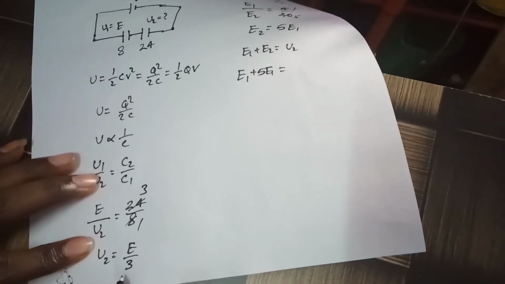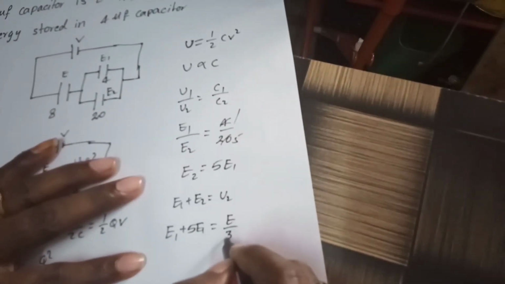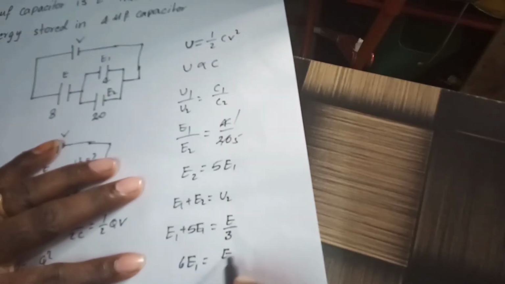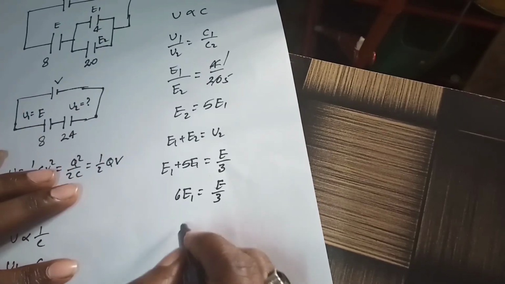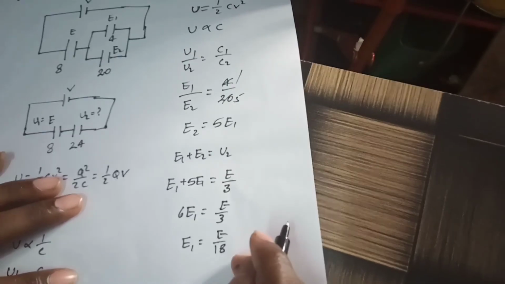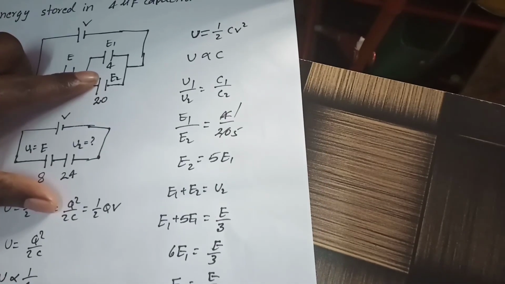What did we get for the U2 value? E by 3. Then E1 plus 5E1 is equal to 6E1, which equals E by 3. Then E1 is equal to E by 18, and that is the answer. So the energy stored in the 4 microfarad capacitor is E by 18.